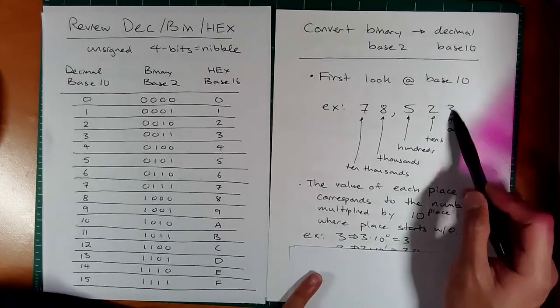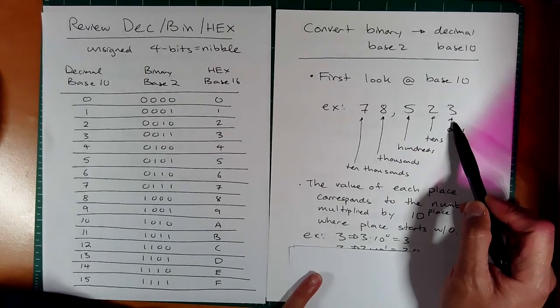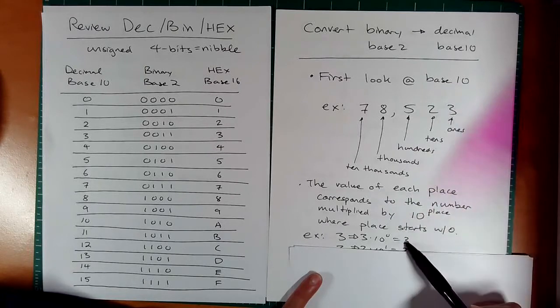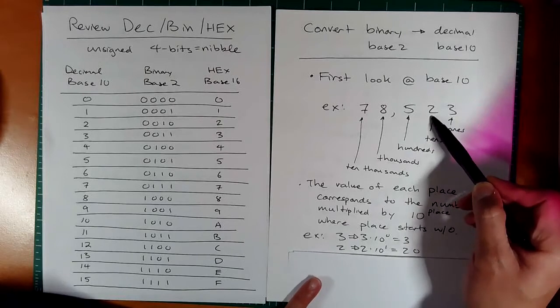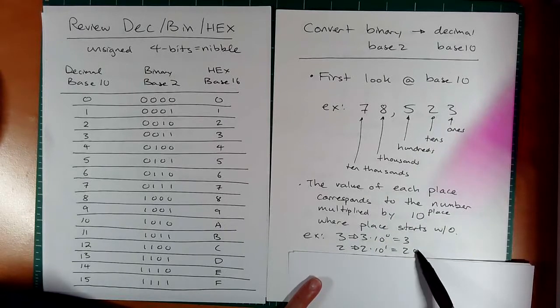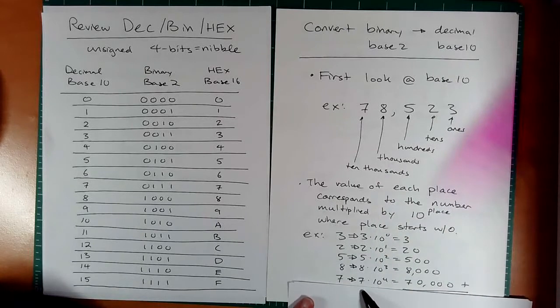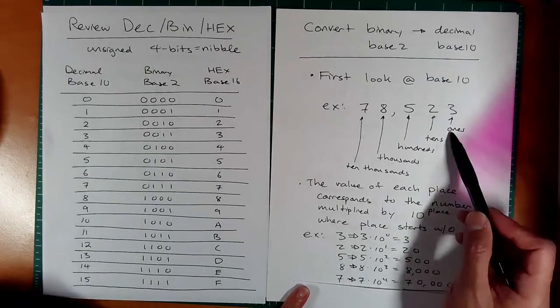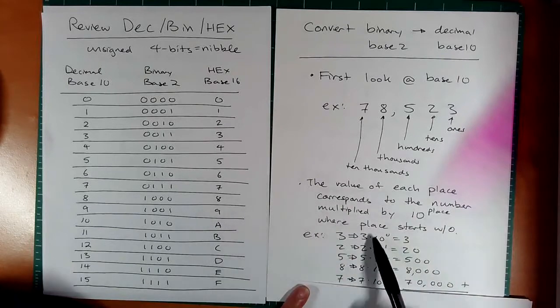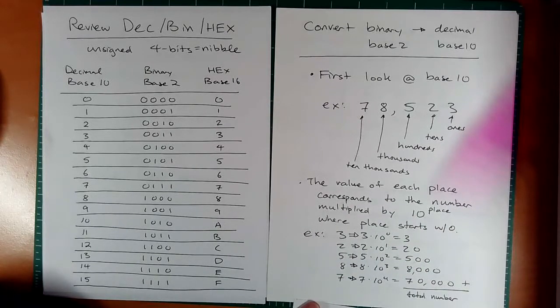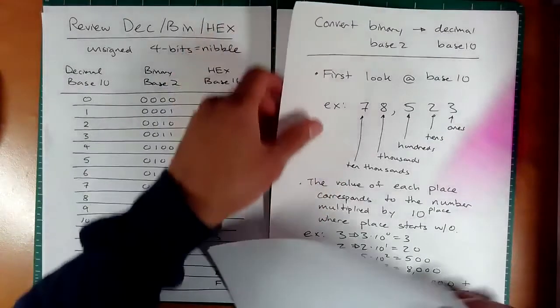So for example, wouldn't you agree that the 3 here is 3 times 10 to the 0, or just 3? But the 2 here is 2 times 10 to the 1, or 20, and so on and so forth. 5 times 10 to the 2, 8 times 10 to the 3, 7 times 10 to the 4. So ones place, tens place, hundreds, and so on. And then we just add it all up. That gives us the total number, okay? The same concept can be used for binary.